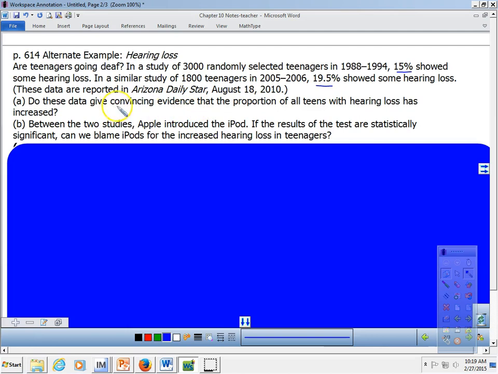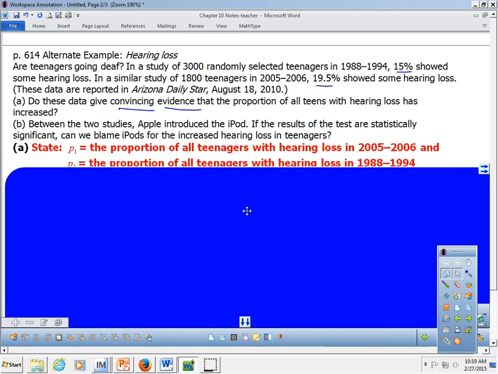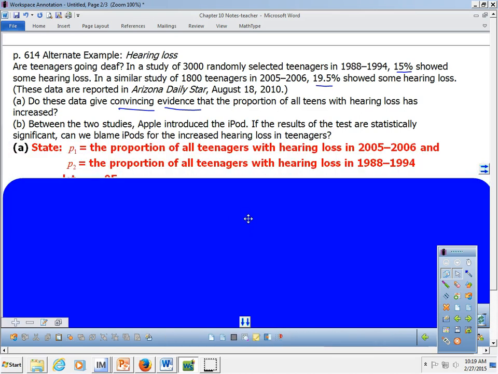Anyway, let's go perform our test because it's asking, do these data give convincing evidence? And so we want to test and see if there's any sort of significance here in the sample results. So, again, in the state, plan, do, conclude format, first of all, since we're going to have P1s and P2s all over the place, we have to define what each P represents. And if nothing else, it'll give us a reason for our direction in our subtraction in just a few seconds.